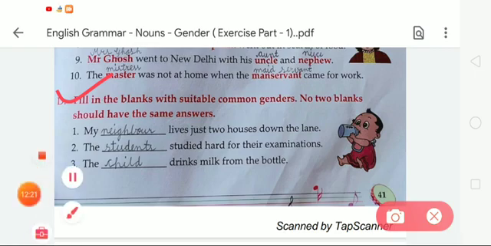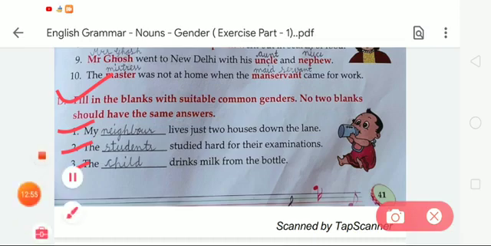Okay, so in number 1 there is: My dash lives just 2 houses down the lane. So here we have to write neighbour, N-E-I-G-H-B-O-U-R, neighbour. My neighbour lives just 2 houses down the lane. Now the second is: The dash studied hard for their examination. So here we have to write the word students, S-T-U-D-E-N-T-S, students. Now third is: The dash drinks milk from the bottle. So here we have to write child. The child drinks milk from the bottle.